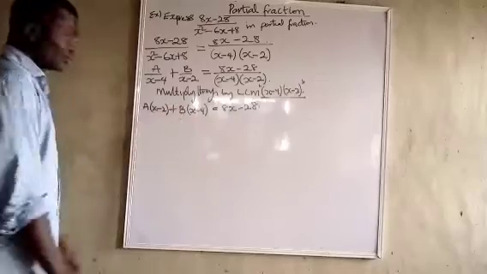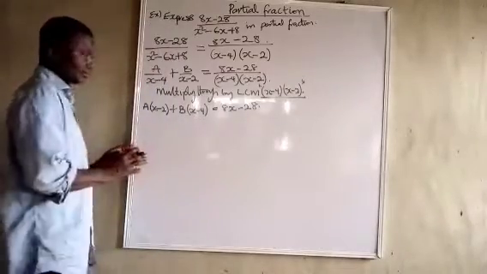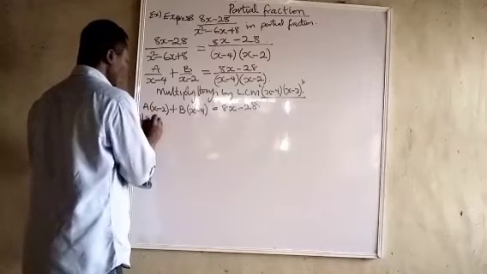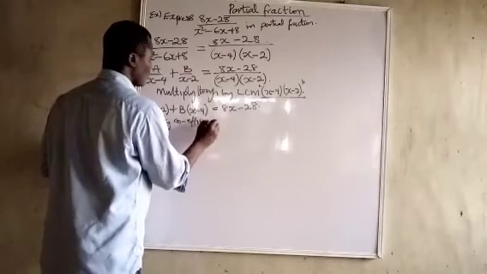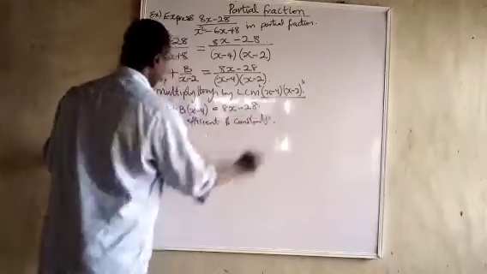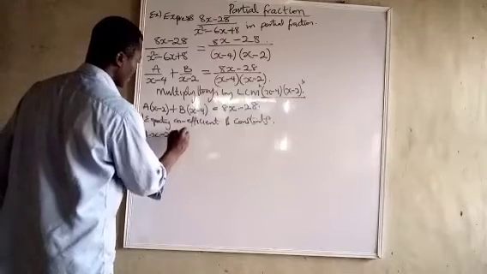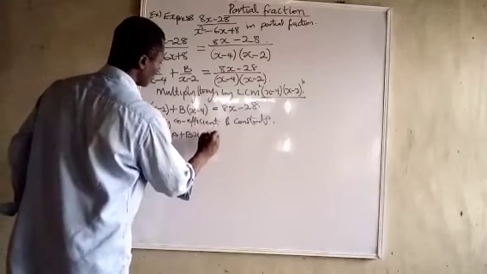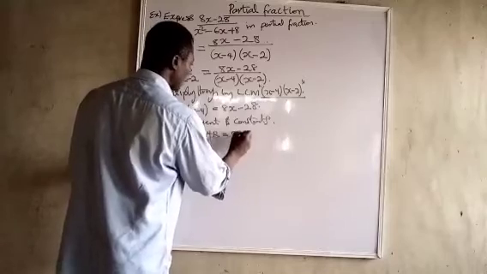So simple for us to handle. The first way you can do is expand this and equate the coefficients and constants. Let's see how we go about that. This one will be ax minus 2a plus bx minus 4b. And that's going to be 8x minus 28.